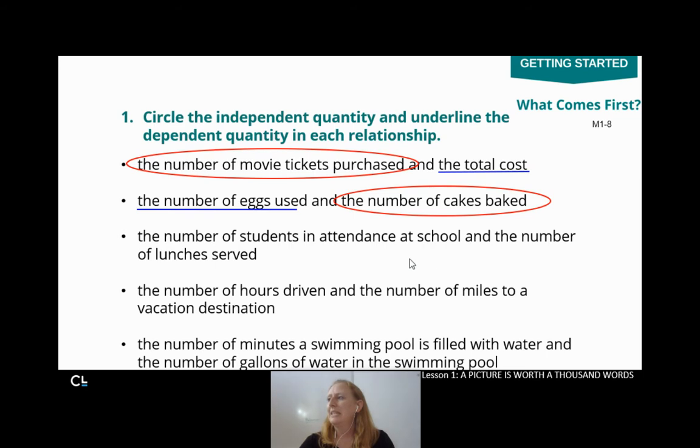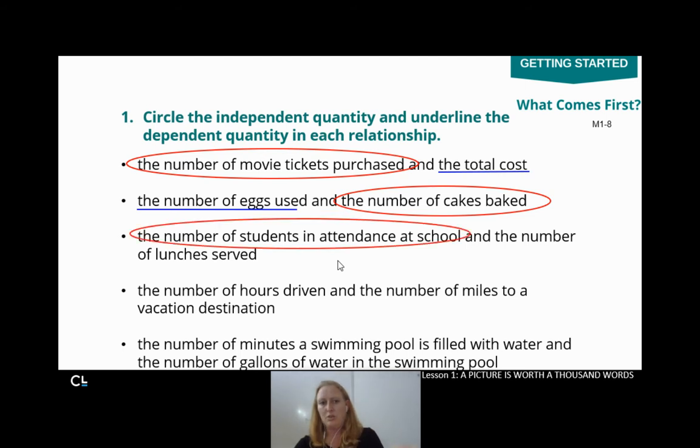Number of students in attendance at school and the number of lunches served. Well, the first thing I need to know is how many kids are at the school. That's my independent quantity, so that I know how many lunches we need to be serving. So there's my dependent quantity, because how many lunches we serve depends on how many kids are in attendance that day, right? The number of hours driven and the number of miles to a vacation destination. Well, how long it takes me to get there kind of depends on how far I am, right?